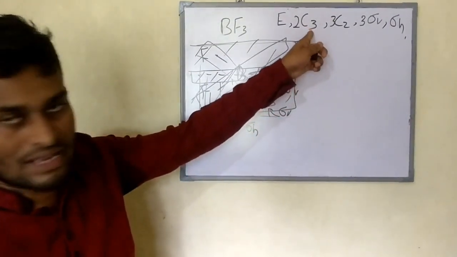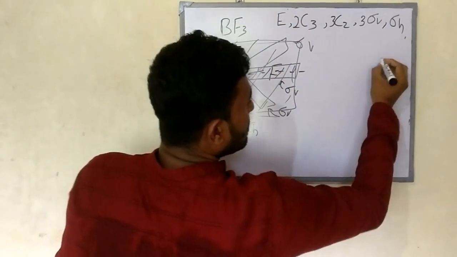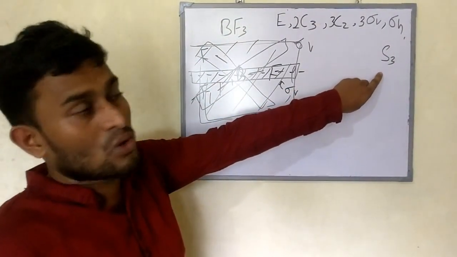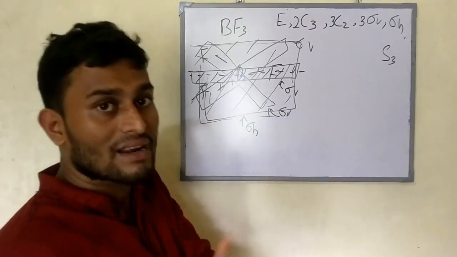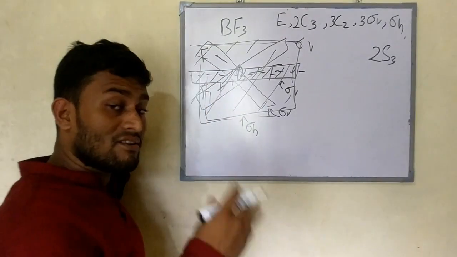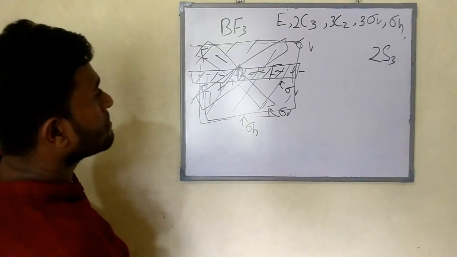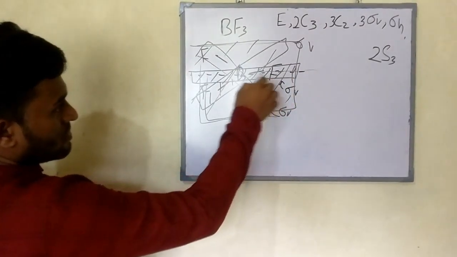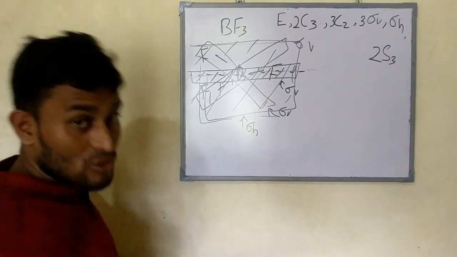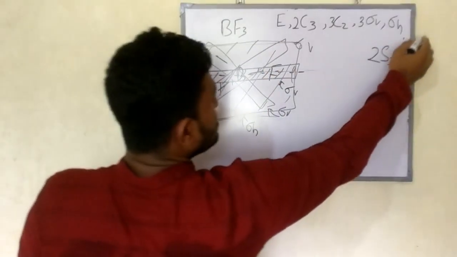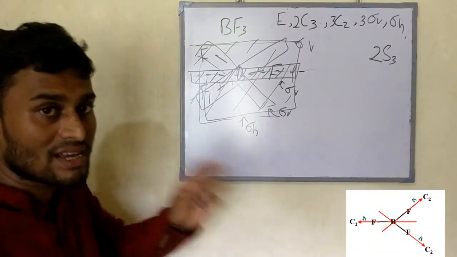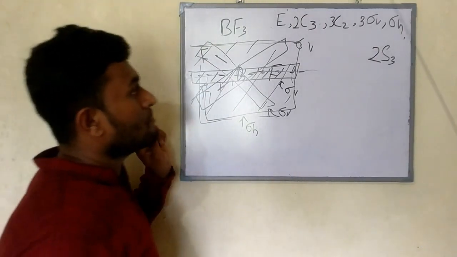If C3 is there, definitely improper axis S3 also possible. But in S3 also there are 2 types, S3-1 and S3-2. So you want to write 2S3. Inversion of symmetry, that is not possible because through this straight line there isn't any F atom in the other position. I told you earlier also. So these are the possible symmetry elements for BF3. And you want to indicate each operation very completely.